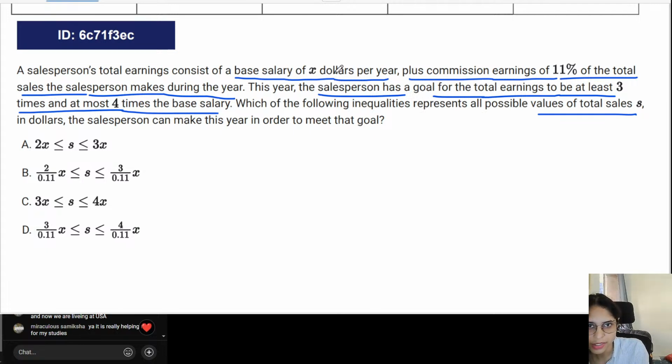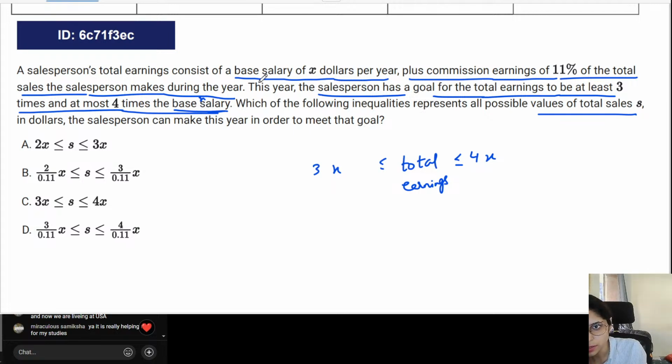Okay, so base salary is X per year, commission is 11% of the total sales, and total sales is S. Now the salesperson has a goal for the total earnings to be at least 3 times and at most 4 times the base salary. Base salary is how much? X. So 3 times X, 4 times X. So your total earnings should be between 3x and 4x, because 3 times the base salary is 3x, 4 times the base salary is 4x.